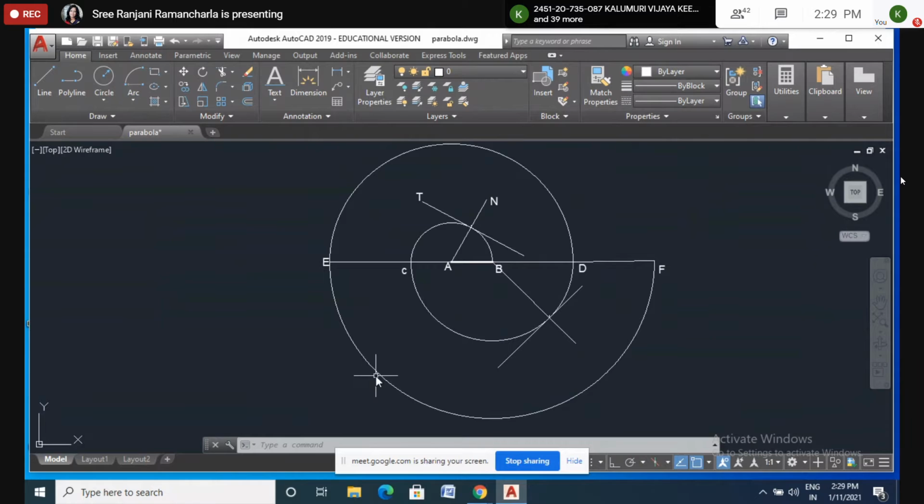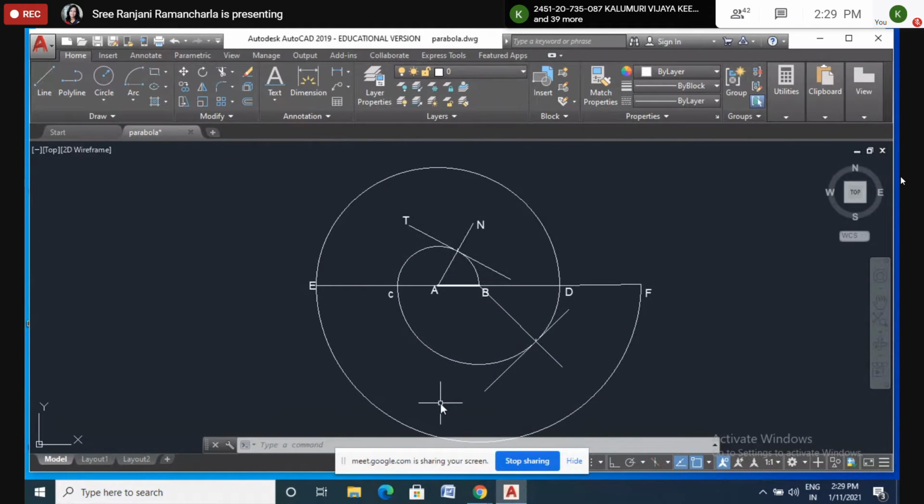Generally, this will be asked in Viva. If you have a Viva, this is the laboratory. This graphics is a laboratory. They will ask in Viva how to draw the normal and tangent for an involute of a line. So you have to show in this way. Is it clear, all of you? Yes or no?